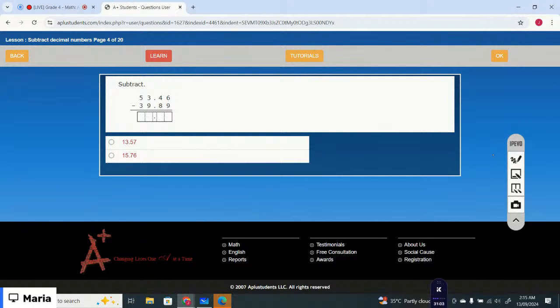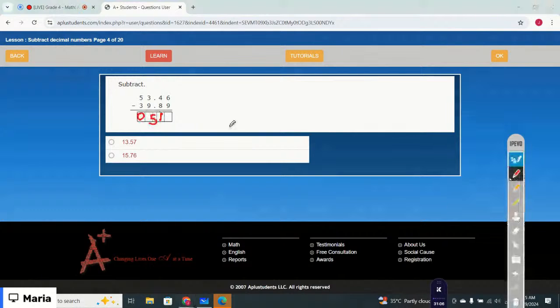So let's just start with the rightmost digit. You have to do 6 take away 9, right? From here you cannot, because you cannot subtract a greater number from a smaller one. That means you need to borrow 1. So just borrow 1. That makes it 16 here and 3 here. 16 minus 9 is 7. You have 3 minus 8.